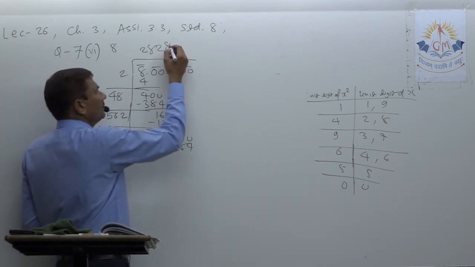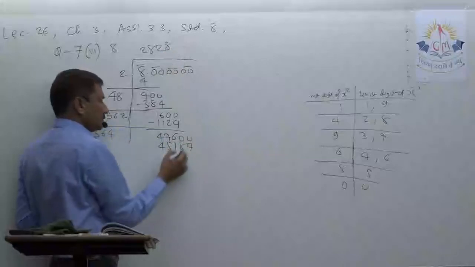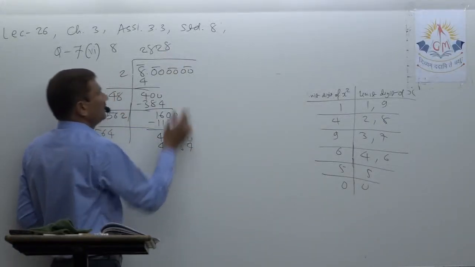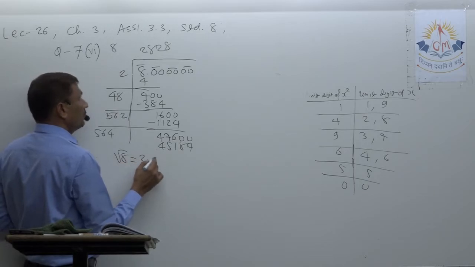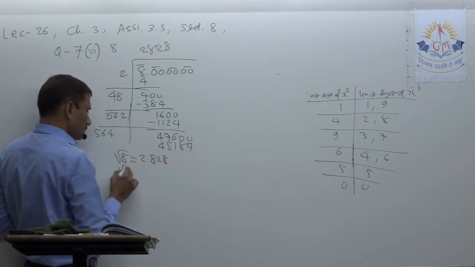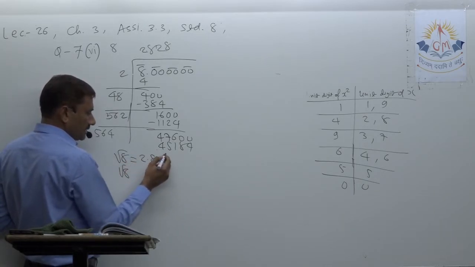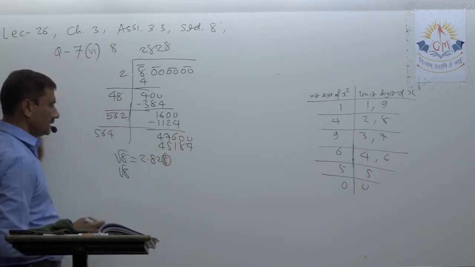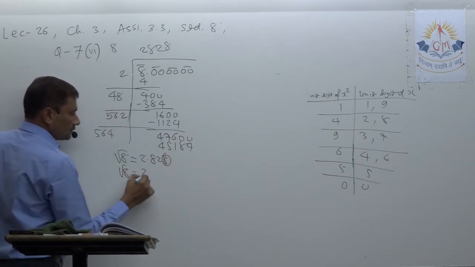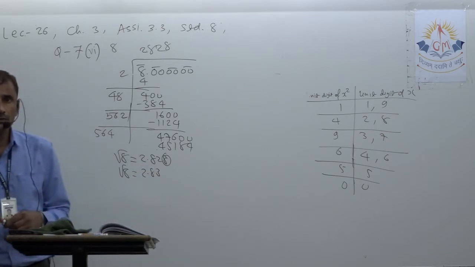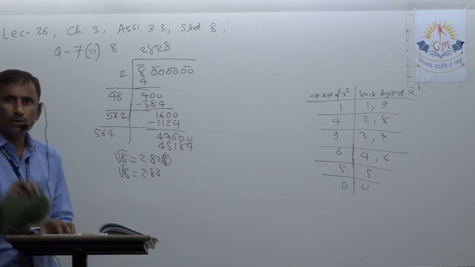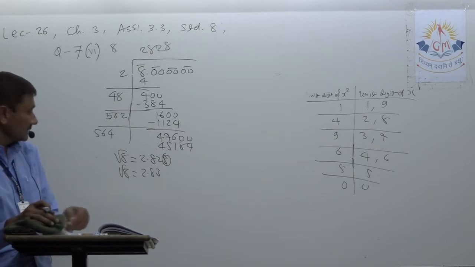Okay, now we don't want the next digit, so we do not subtract here, but just write down the answer. Root 8 equals 2.828. But now we should give it up to 2 decimal places. Now neglecting the digit, since it is more than 5, you should increase it by 1 here. Okay, so that's why you understood now why we go up to the third decimal place.